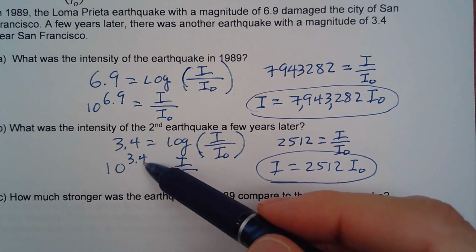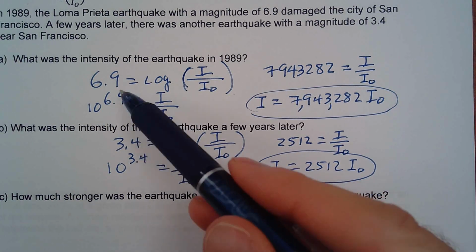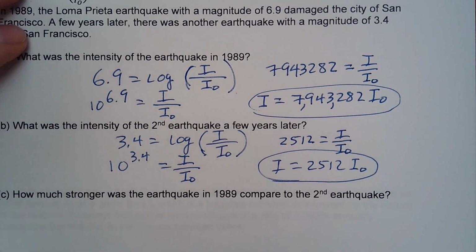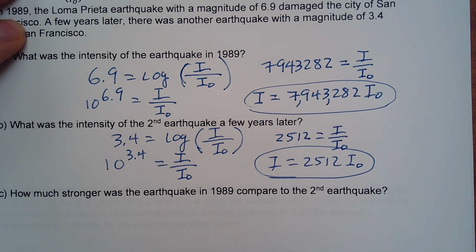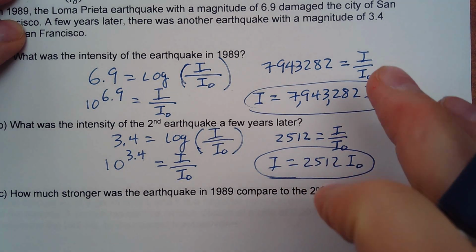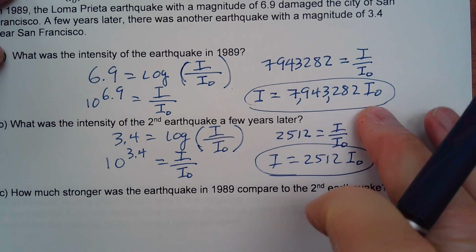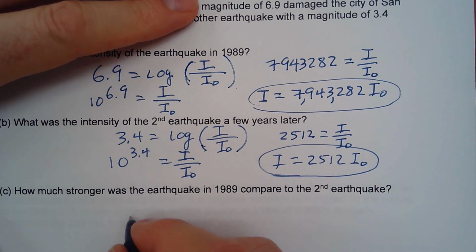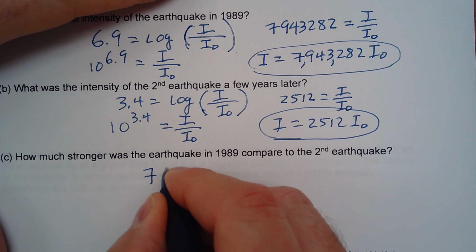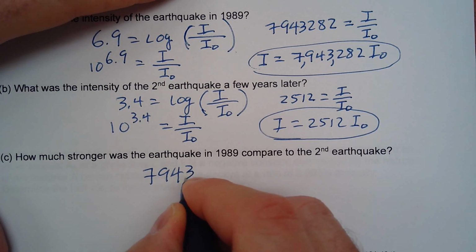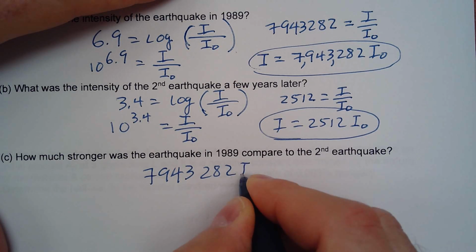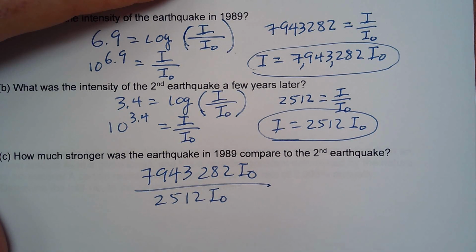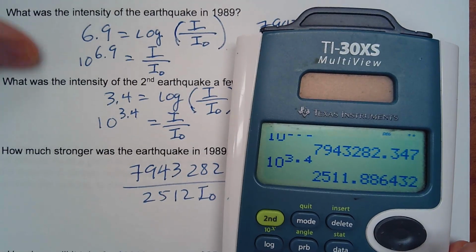So notice as we move up the Richter scale, this is not double the intensity. Look how much more intense that is. In fact, that's what they ask us in part C, to find out how much stronger the earthquake in 1989 was compared to the second earthquake. So to find that out, I would actually divide. And I tell you what, let's get a more accurate answer. Let's use the numbers we have from our calculator.